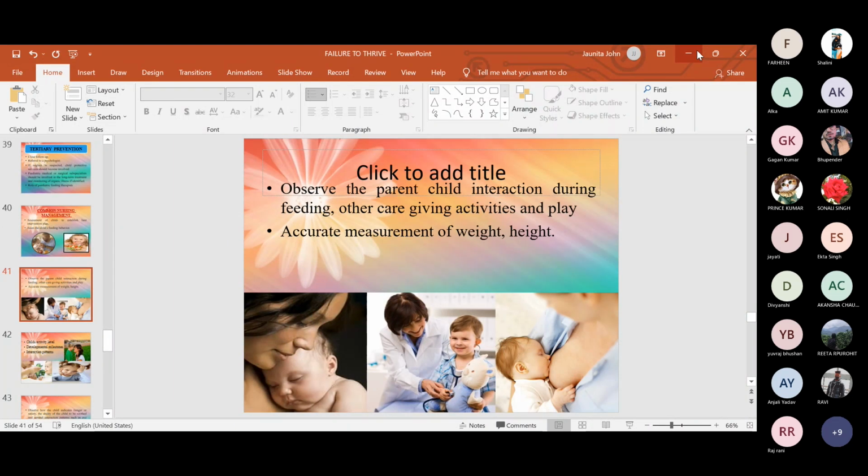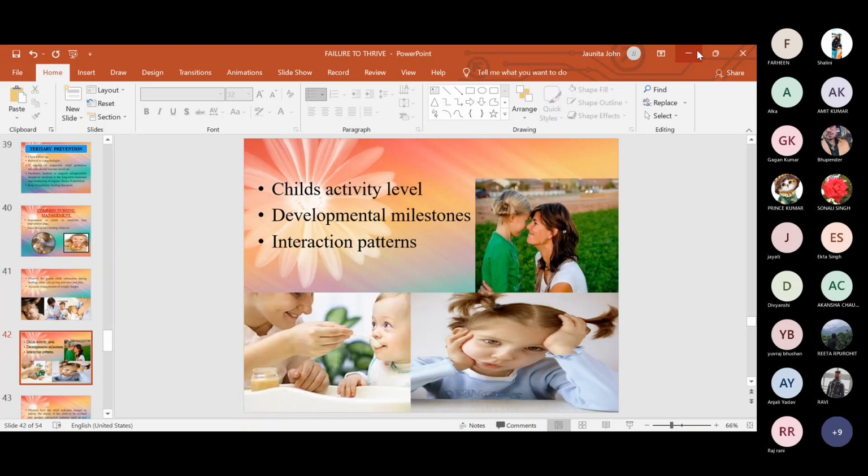In the very first day topic I told you all, observation of the interaction between the child and the mother as well as other caregivers with the baby, not only in the process of feeding but also in caregiving activities, play and recreation as well. Then proper measurement of weight and height, calculating how much the baby should grow, because this topic is all about failure to thrive. So very importantly, weight, height and mid-arm circumference monitoring should be accurate in number.